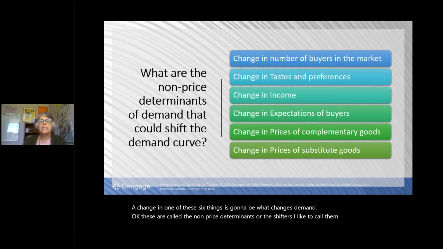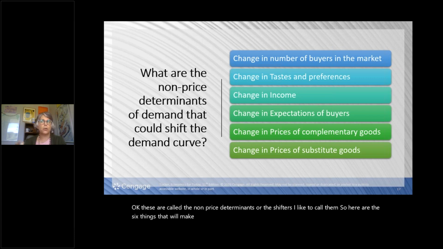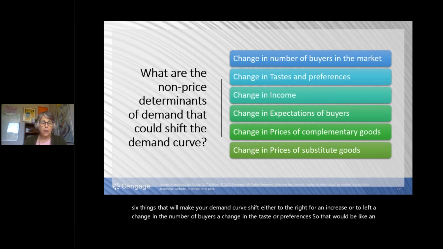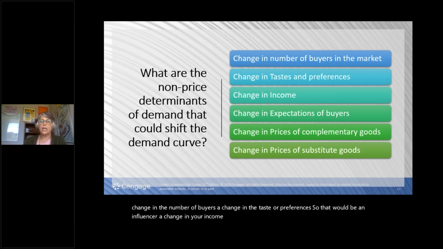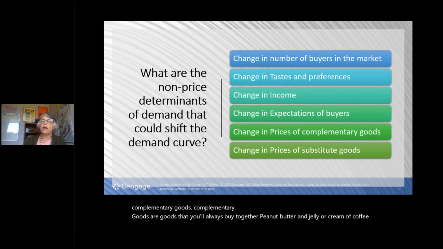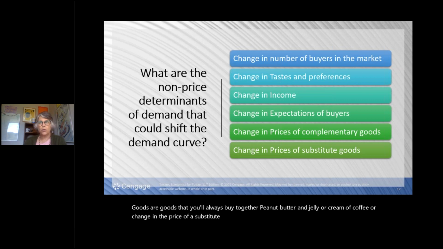So here are the 6 things that will make your demand curve shift either to the right for an increase or to the left. A change in the number of buyers, a change in tastes or preferences, so that would be like an influencer, a change in your income, a change in expectations, a change in the price of complementary goods. Complementary goods are goods that you always buy together, like peanut butter and jelly or cream and coffee, or a change in the price of a substitute good. A substitute good would be like Coke and Pepsi.